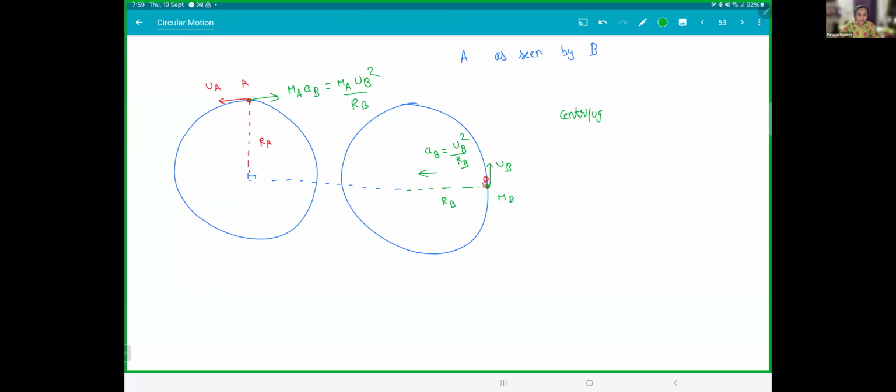So, sir, it is not compulsory that it should be towards the center. It is away from the center because we generally keep the observer on the body. What if you keep the observer somewhere else? Got it? So centrifugal force on A as seen by B is mass of A, UB square by RB, and the direction is I cap. It is not towards center. Sure.